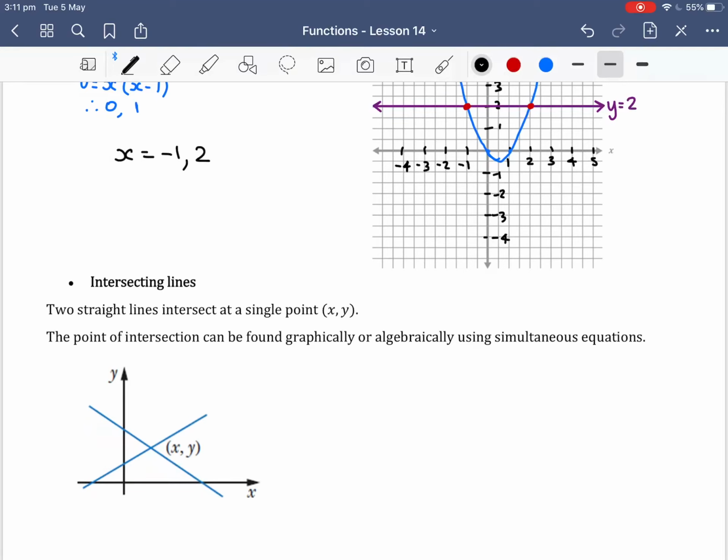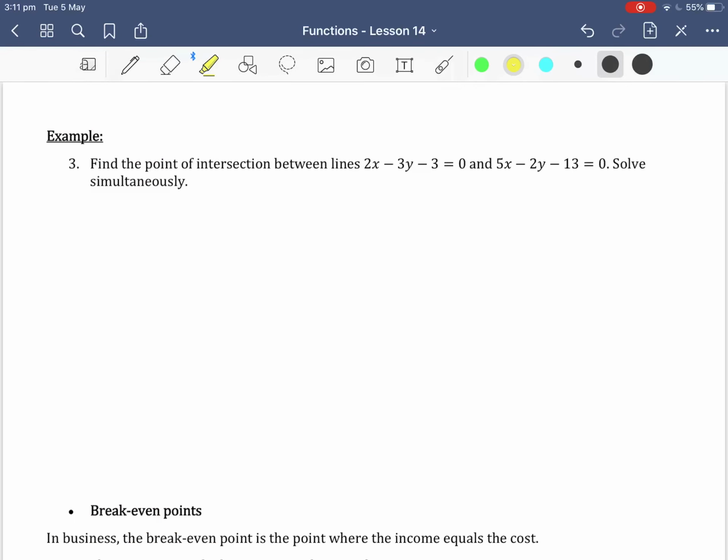Now for intersecting lines. So 2 straight lines intersect at the single point x, y. So if we have a look at our picture down here, they intersect at the point x, y. The point of intersection can be found graphically, like we've just done, or algebraically, and we can use simultaneous equations when we do it algebraically. So let's find the point of intersection between the lines 2x minus 3y minus 3 equals 0 and 5x minus 2y minus 13 equals 0, solving them simultaneously.